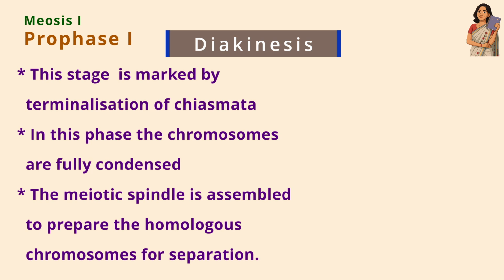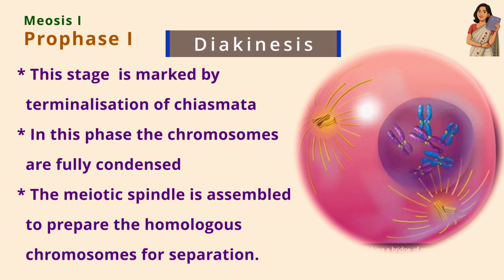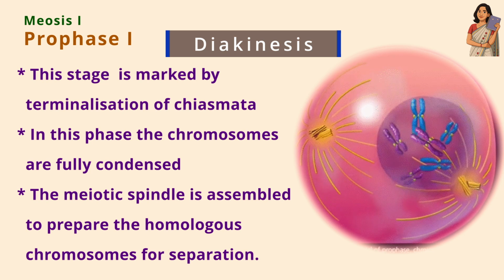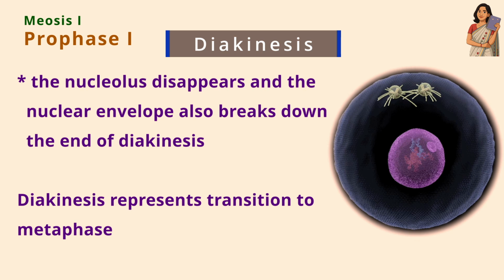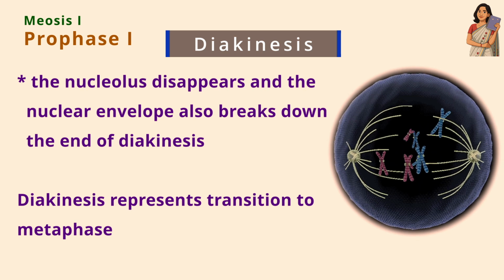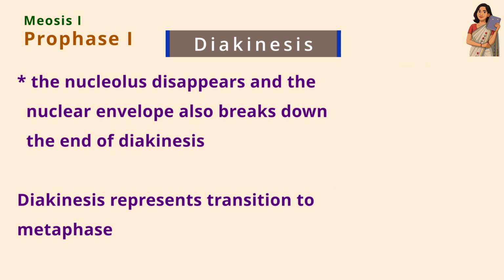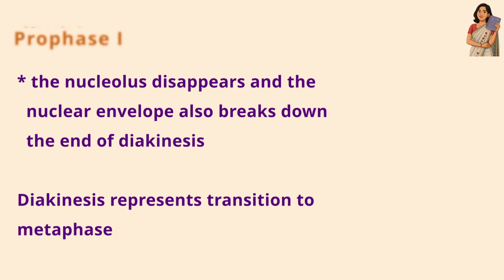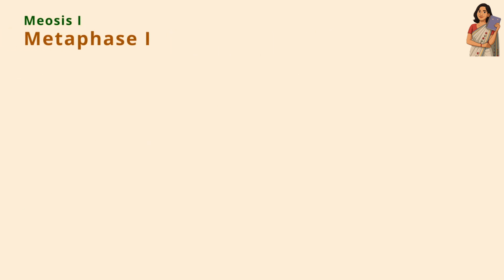In this stage, fully condensed chromosomes can be seen, and also the meiotic spindle fibers are assembled to prepare the homologous chromosomes for separation. At the end of diakinesis, the nucleolus will disappear and also the nuclear envelope will start to break down. Diakinesis is a transition phase to metaphase. After completion of prophase 1, the cell will enter into the next phase called metaphase 1.